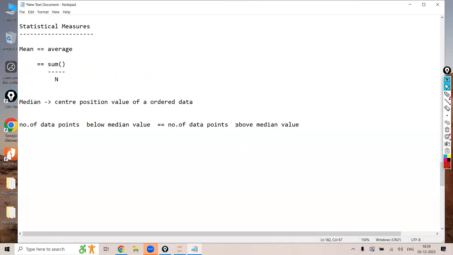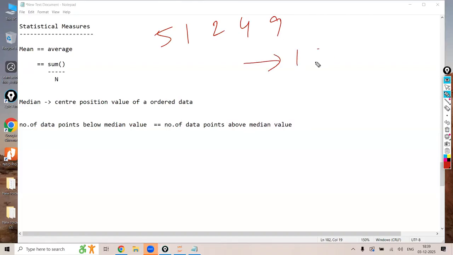The number of data points below the median value is equal to the number of data points above the median value. Now, here we have 5, 1, 2, 4, 9. As I told you earlier, for these 5 data points, how many data points are there? 5. What do you have to do first? Ascending order: 1, 2, 4, 5, 9. And this is the center.